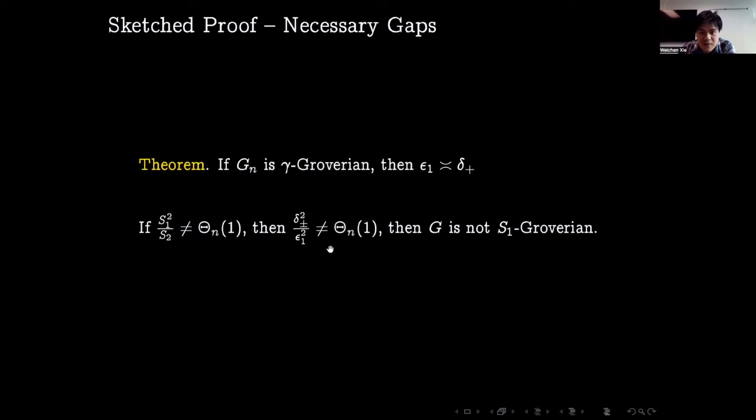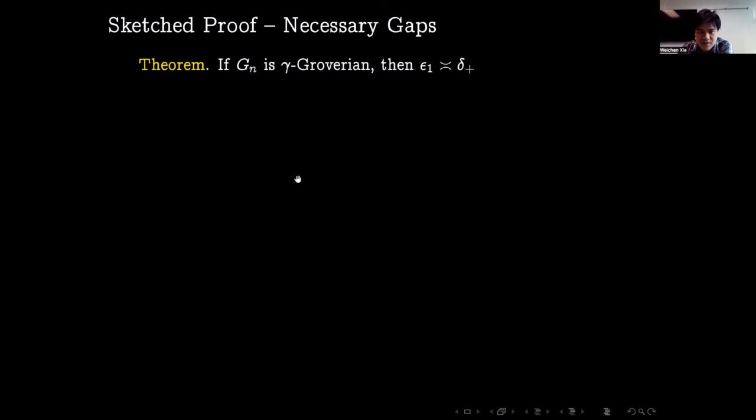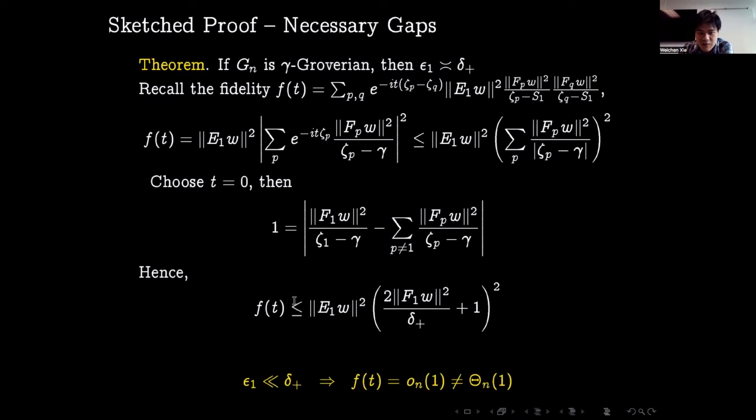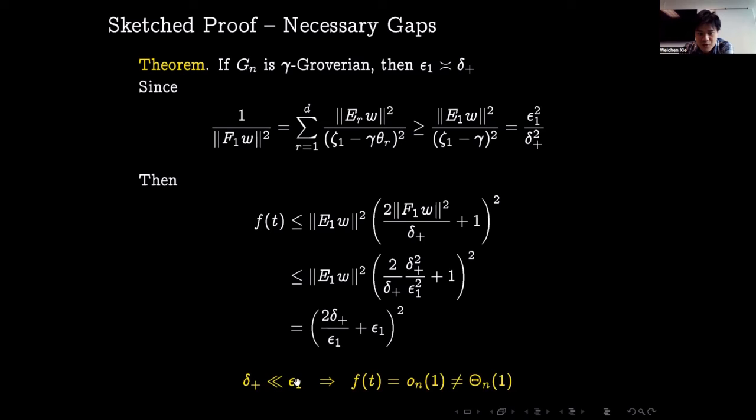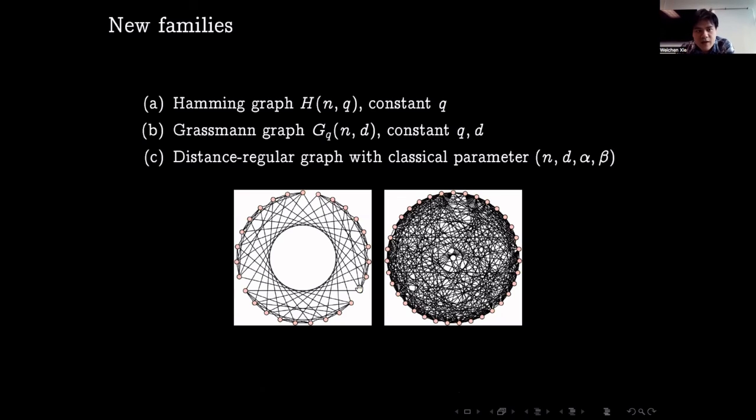And now, let me not focus on the proof of this statement. I also have it, but it's kind of involved. It is actually just saying that if epsilon one is much smaller than delta, then the fidelity will be asymptotically zero. And the other way is also true: if delta is much smaller than epsilon one, then the fidelity would be asymptotically zero. So it cannot be a constant. So what we have is that by looking at the spectral conditions of the graph, we can find new families of graphs that are covariant.